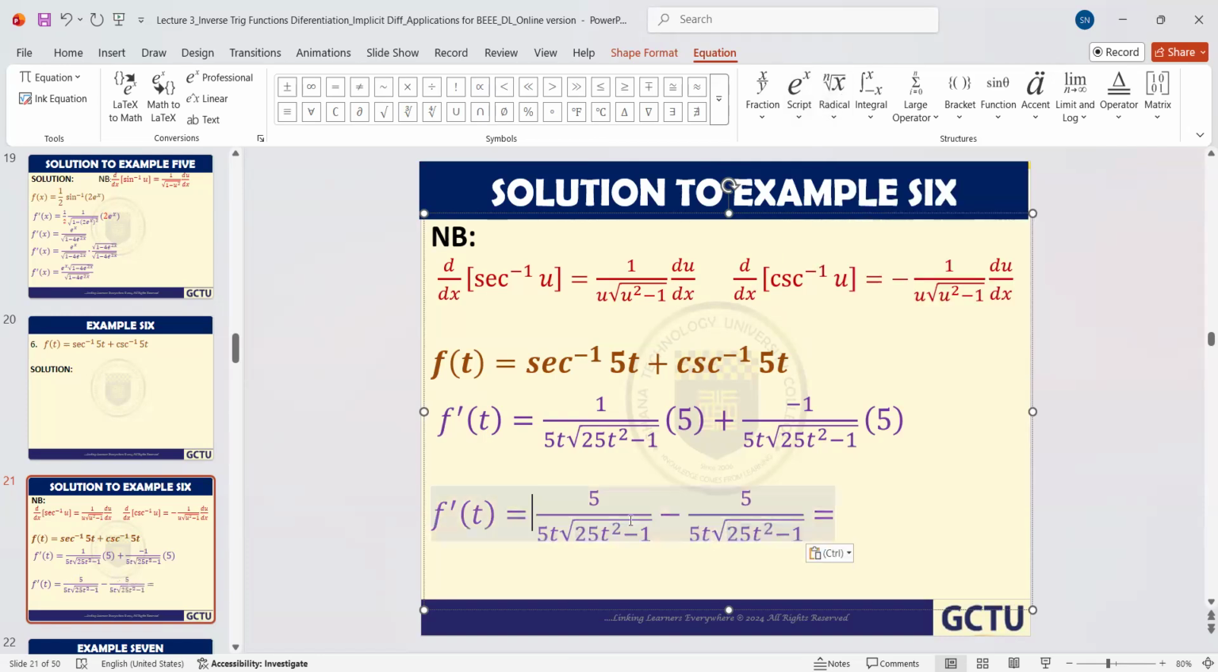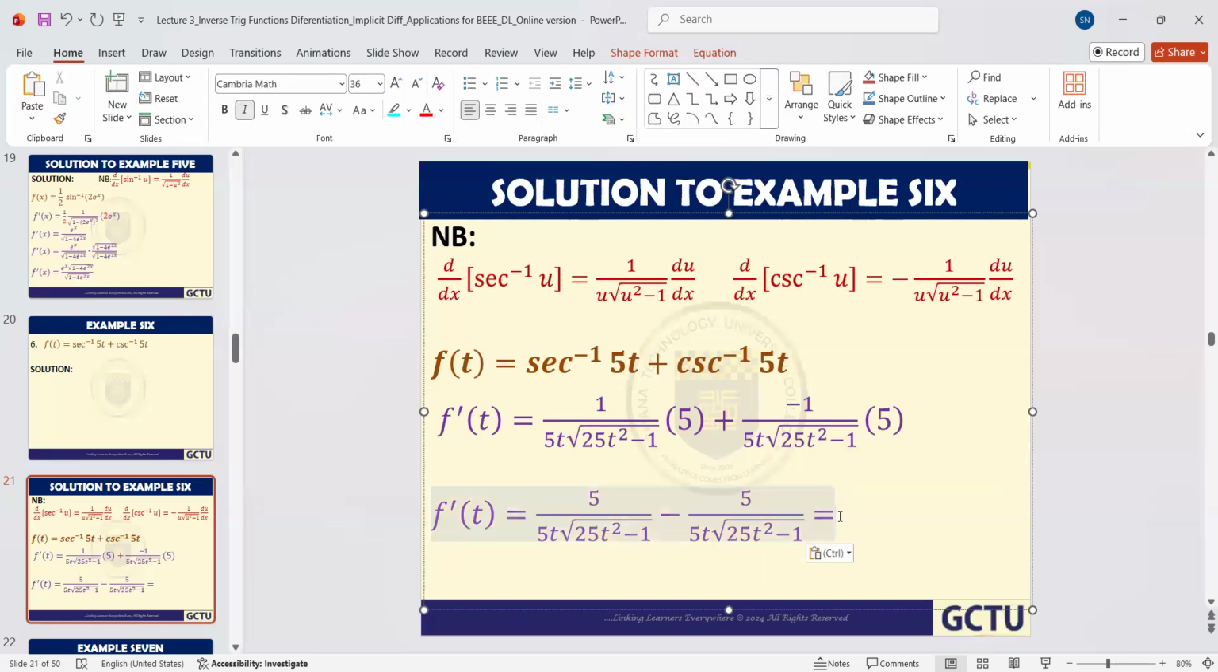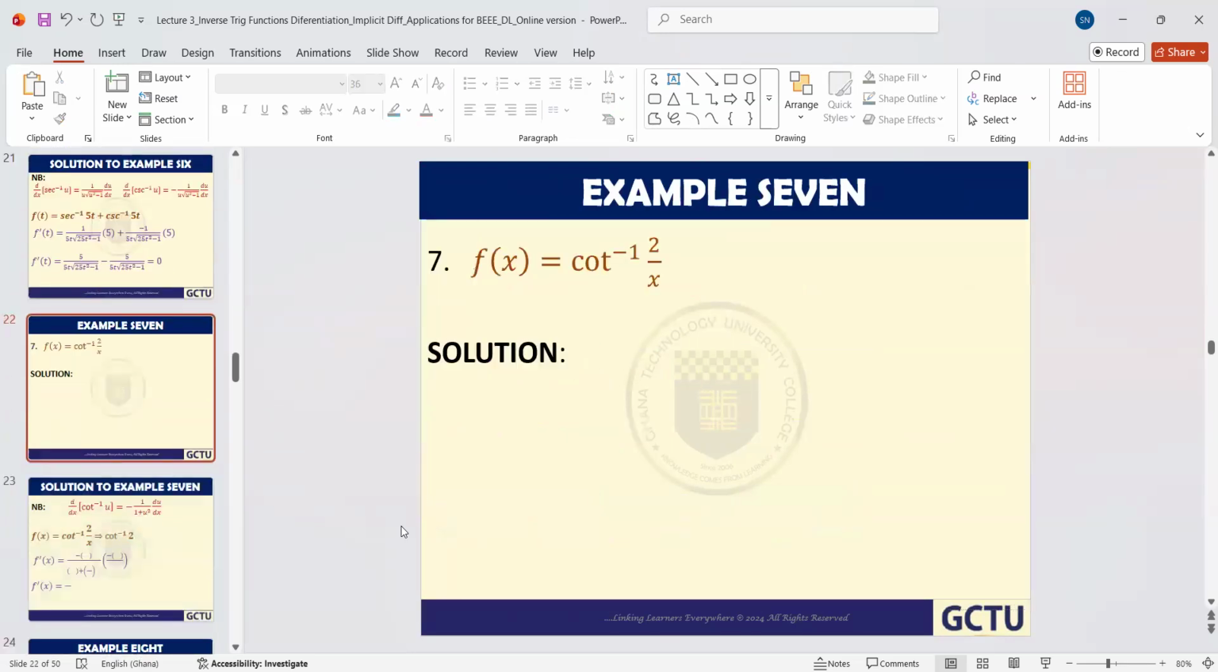Now, so if it's this minus this, then my answer simply is going to be 0. Okay, so my function of t, they will cancel out because the sec inverse of a function of the same angle and cos inverse of the same angle is giving me 0. Okay, so that will take care of this example.